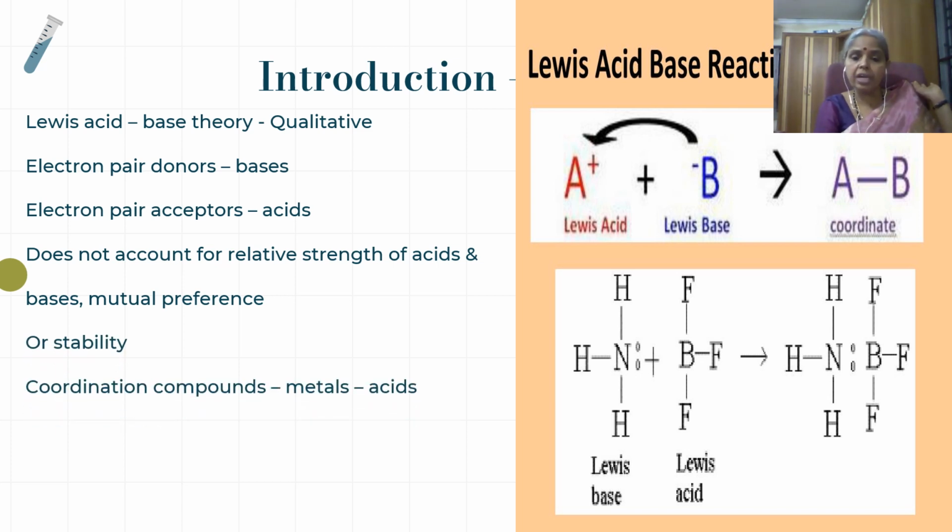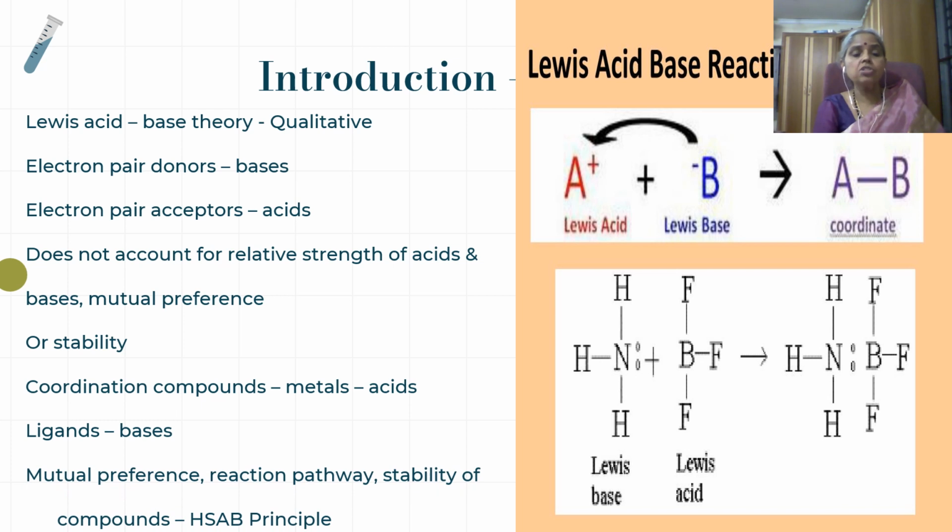So, in order to account for the bonding or the formation of coordinate covalent bond between metals which act as acids and ligands which act as bases, and also in order to account for the mutual preference and also explain the reaction pathway and stability of compounds, the HSAB principle has been proposed. The HSAB principle has been proposed in order to address the limitations or shortcomings of the Lewis acid-base theory.